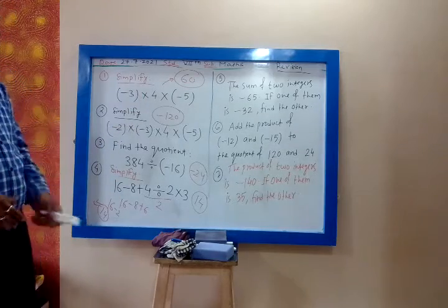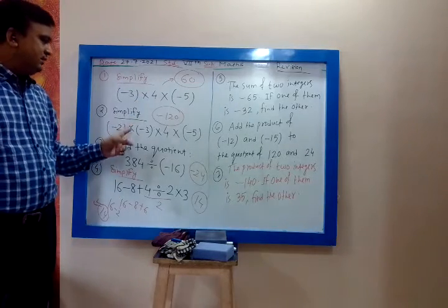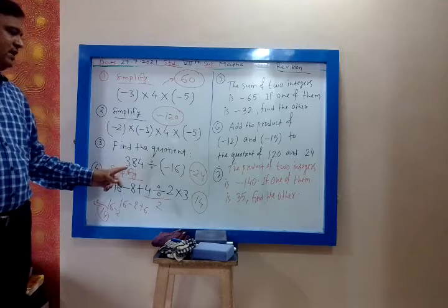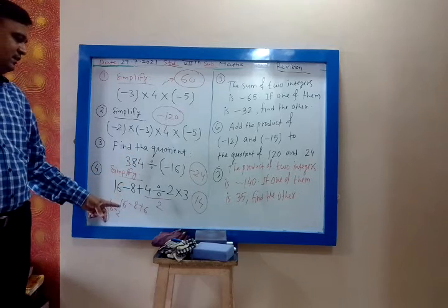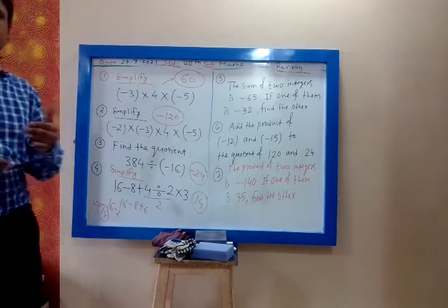So the answers are there. First answer is 60. Second answer is minus 120. Third answer is minus 24. Fourth answer is plus 14. How were you getting minus 2?